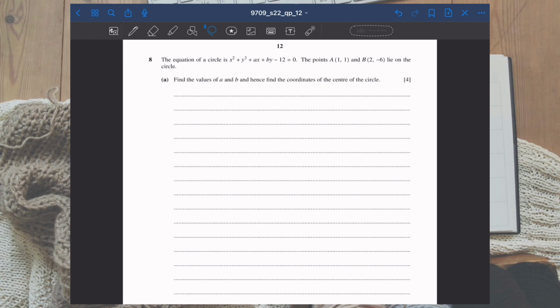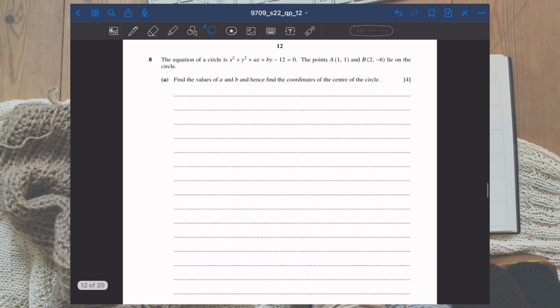Question 8. The equation of a circle is x squared plus y squared plus ax plus by minus 12 equals 0. The points A (1, 1) and B (2, negative 6) lie on the circle. Part A. Find the values of A and B and hence find the coordinates of the center of the circle.